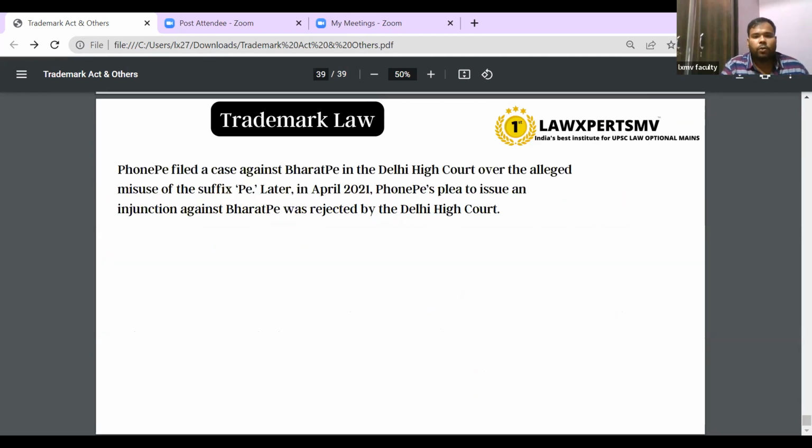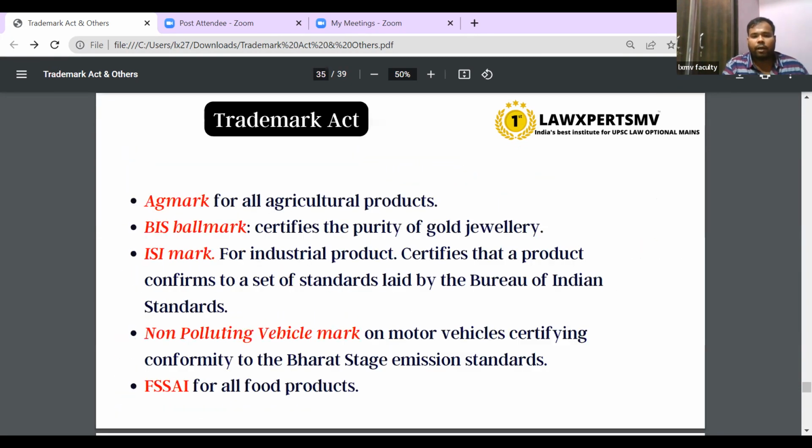Yes, so that is a very recent case as to whether the suffix "pay" can be claimed. We have the words PhonePe and BharatPe, right? These are different kinds of payment aggregators. They had an issue over who has the right to use the word "pay", PhonePe or BharatPe. But the court said that the word "pay", the suffix "pay", is a common name only. Nobody can claim any control over it. With this, I'm completing the lecture on the Trademark Act.